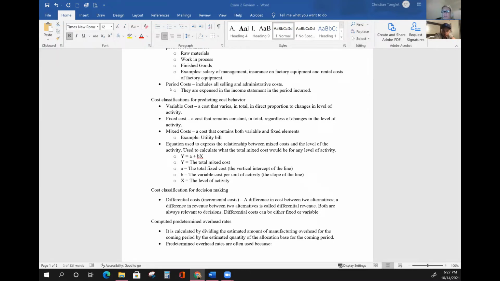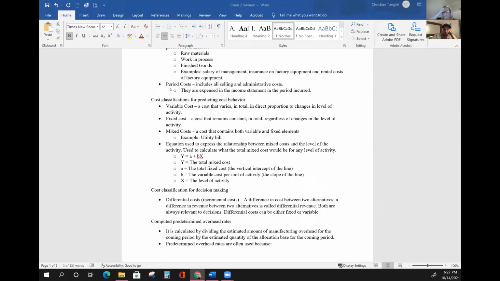It means that it's varying. The cost is going to vary in total, in proportion to changes in the level of activity. So obviously the cost is going to change if I have a cost per unit, or a cost per something, and that changes depending on how much I'm doing in production.